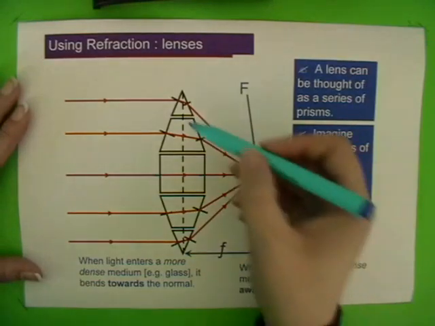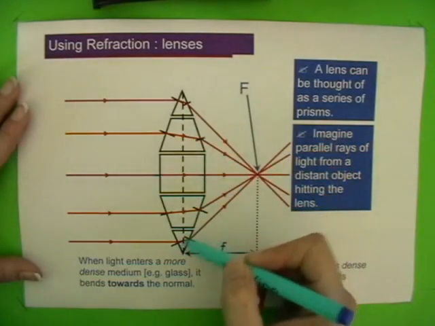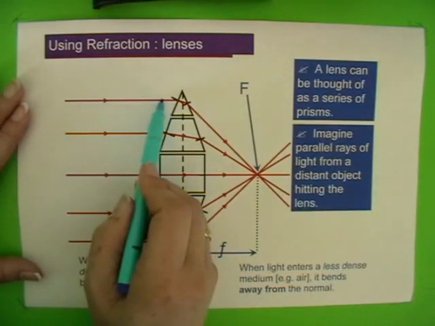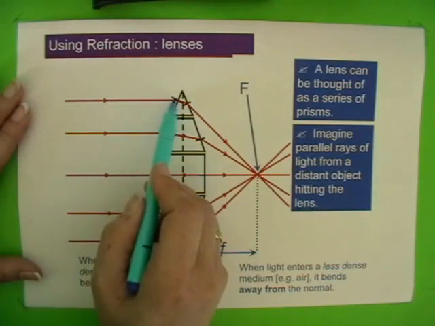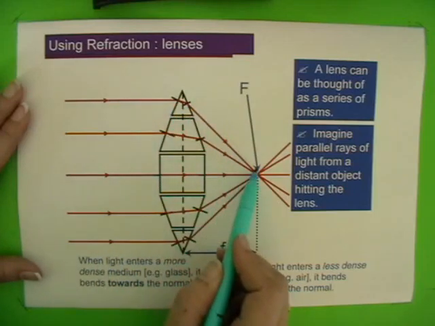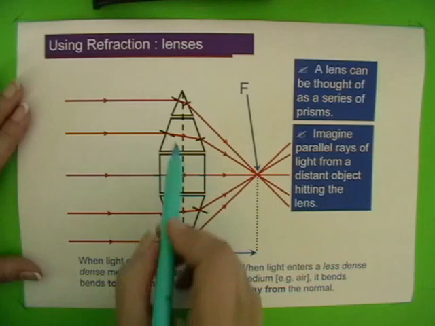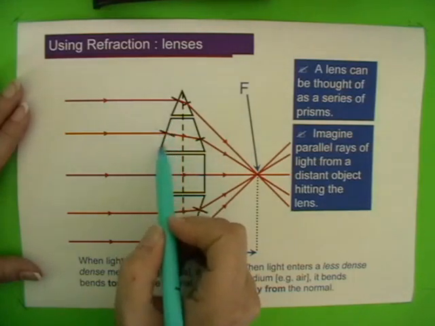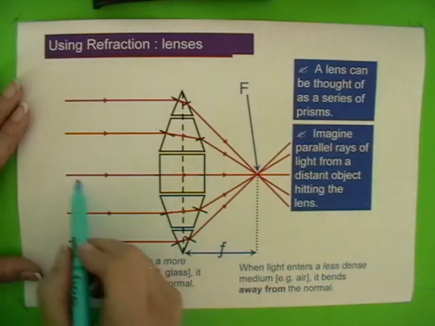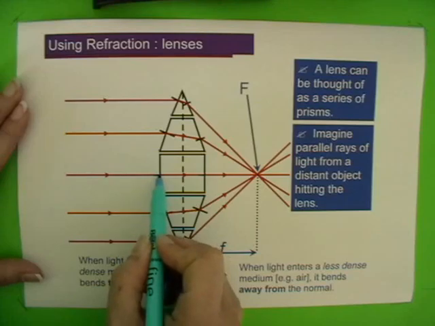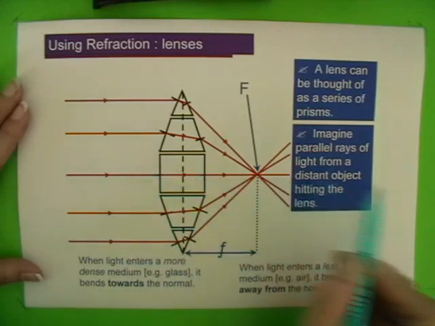So a lens can be thought of as a series of prisms. In this case, we've shown 5. Parallel rays of light coming from a distant object hit the prism. They bend towards the normal and then away from the normal in each of the cases. So the normal is drawn at right angles to the surface. Of course, the centre ray meets the prism at 90 degrees, so it is not refracted and passes straight through.